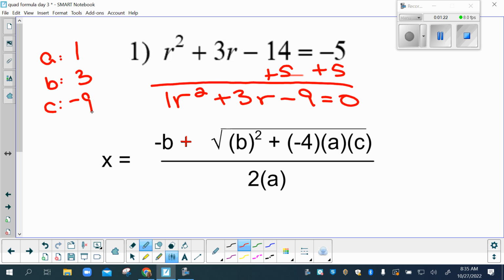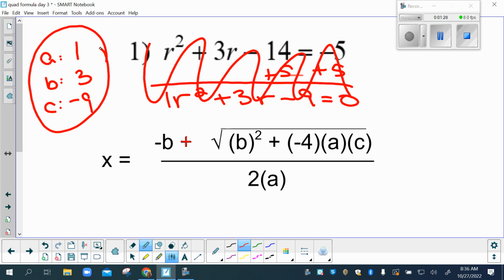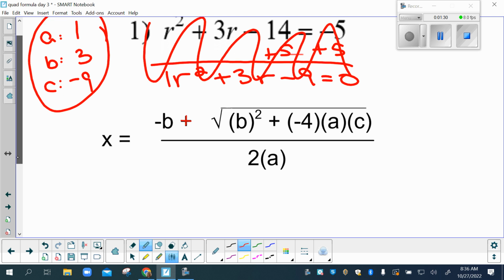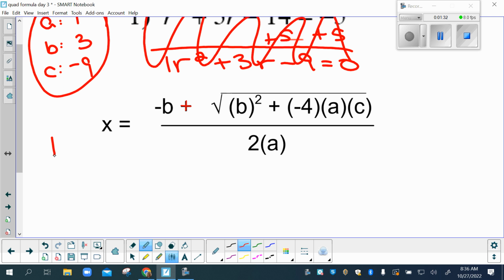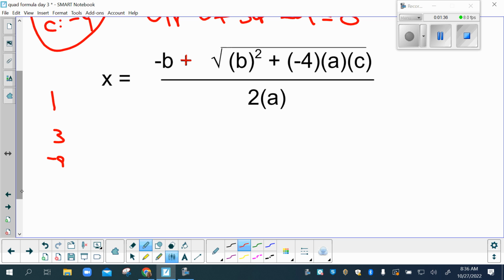Once you do that, none of this matters anymore. I can ignore all this. This is all I care about now. So let's see, I'll even write down here, 1, 3, and negative 9. I'm going to have this formula on the test for you, so you don't have to memorize it, but you do have to know how to use it pretty well. So let's try plugging it in. You can do it along with me, on your whiteboard desk if you want.